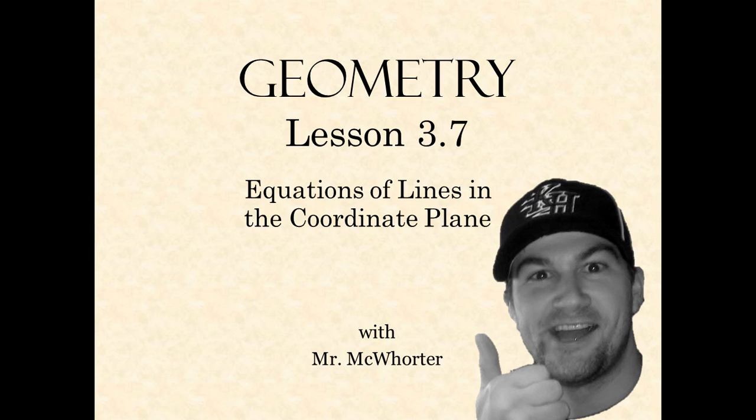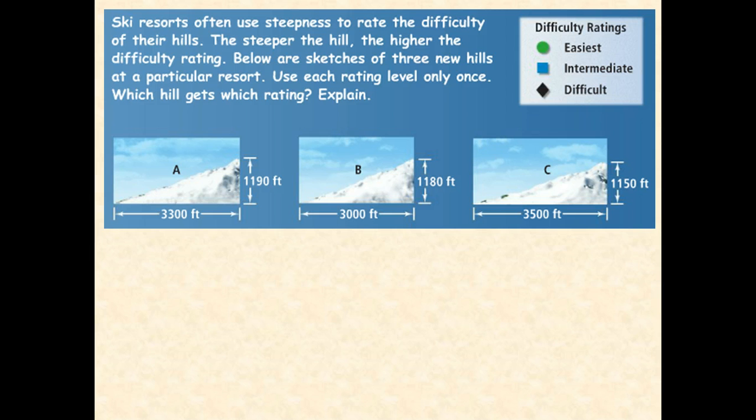Hey, let's talk about equations of lines in the coordinate plane. But before we do that, let's talk about skiing. If you've ever been skiing, you might have noticed that there are different symbols that represent how steep a hill is. Black diamonds represent the steepest ones. And if there's a really bad one, they'll do like a double black diamond.